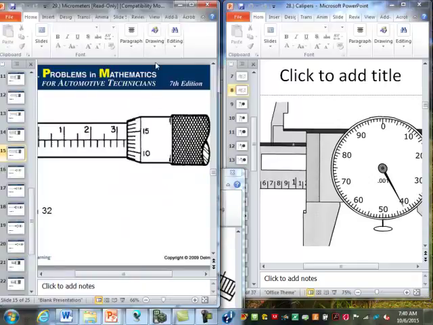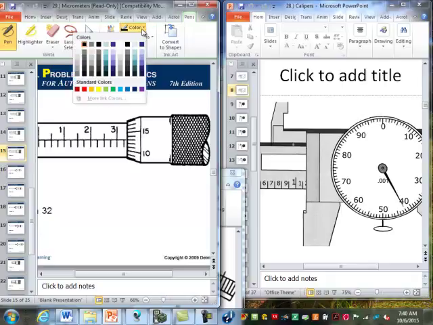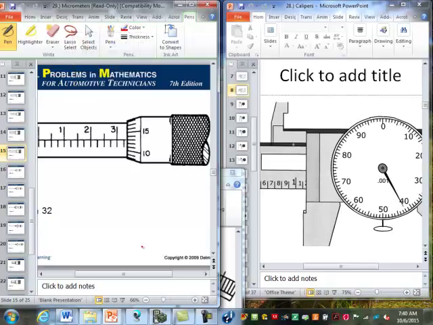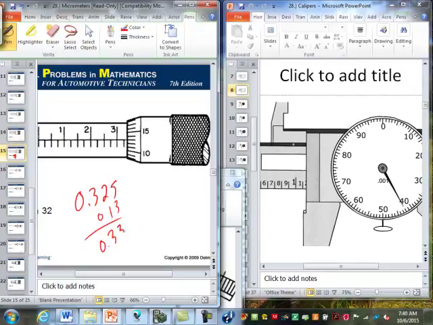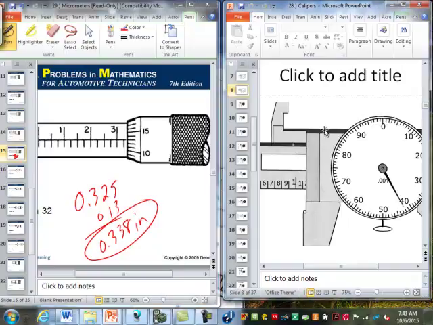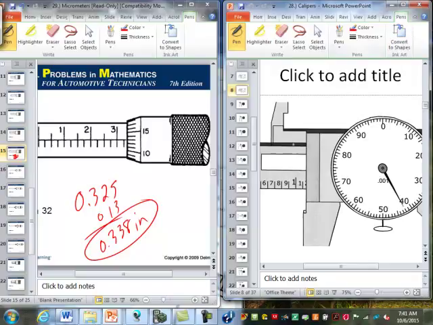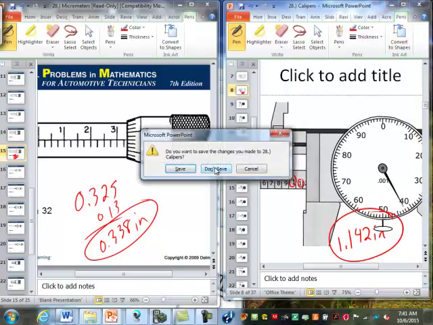Okay, so for this one, what does that read? 0.325, and then yes, that's going to be a 13 thousandth, so 0.338 inches. How many of you had that? Good deal. How about over here? So 1.1, because that's 1 whole inch, 1/10, then 42 thousandths, 1.142. How many of you had that one? Okay, good. So it looks like we're doing pretty well on those.